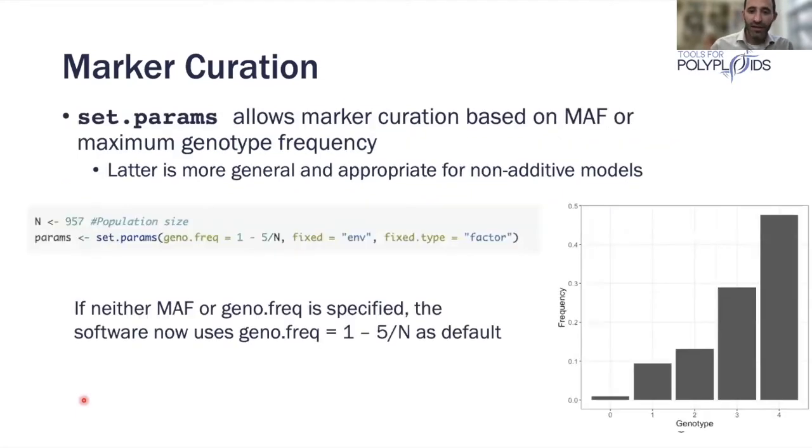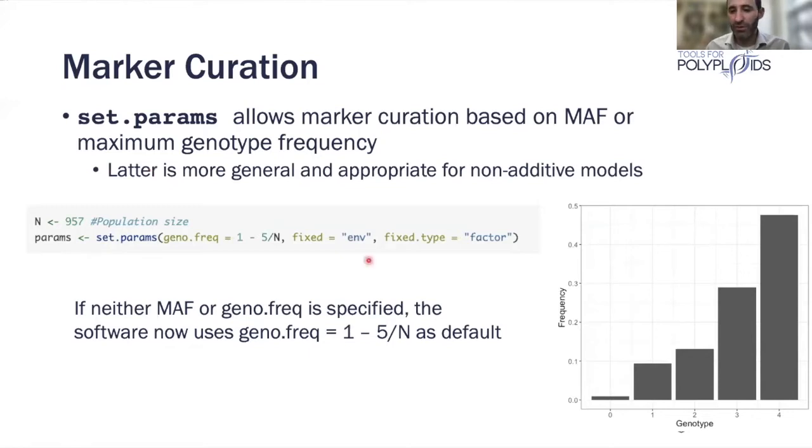I think that's something most of you are probably already familiar with, but getting down to how you actually do this in the software, the function that was created is called set_params, which does not only this but sets a number of other parameters that dictate how the model is constructed. There are two different ways the software allows you to do this curation, removing rare alleles. One is based on minor allele frequency, or MAF. The other is based on the maximum genotype frequency, which is specifying the complement of the minor allele frequency. It's the maximum frequency of the most common genotype.